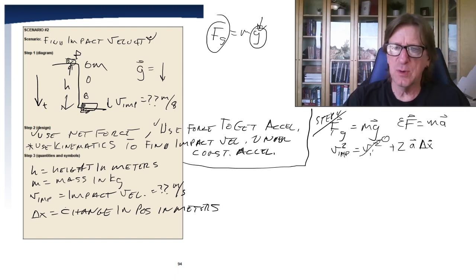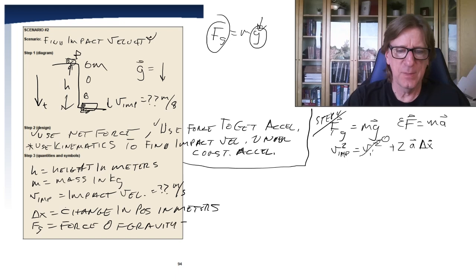And let's go ahead and record our other symbols that we have here. We have F_g is the force due to gravity, or the gravitational force. And we don't actually know what that is, but we know it's in newtons. I know that a is my acceleration. And I don't know what that is, but I know that it's in meters per second squared.